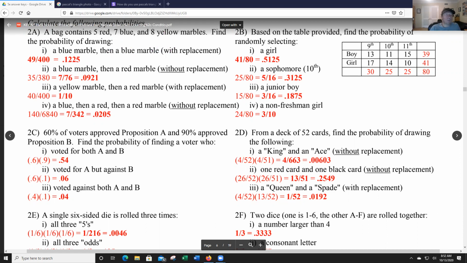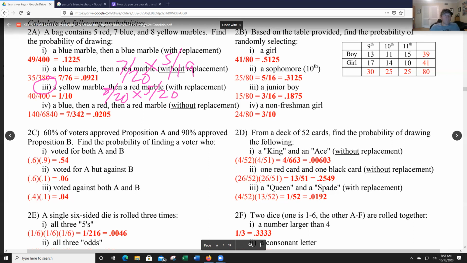Okay. So a blue marble would be 7/20ths. And then without replacement, then a red marble, red would be 5/19. You can see the math on that. Okay. Part three here. A yellow marble, then a red marble with replacement. A yellow marble is going to be 8/20ths. And a red marble, it's going to be 5/20ths because you put it back. And then there's your answer.